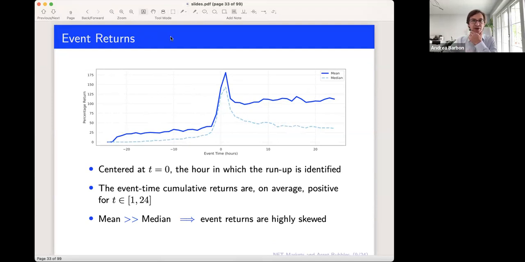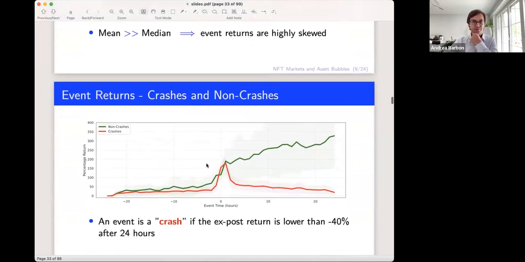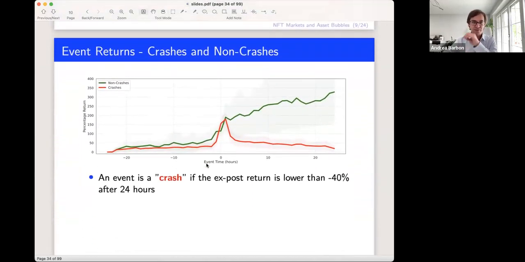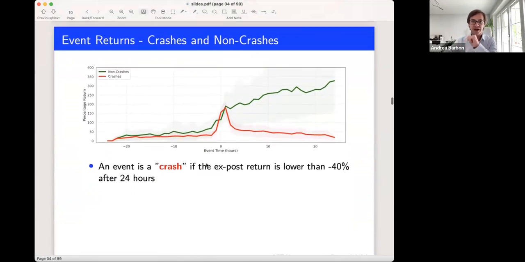All right, so having a look at the questions again, now let's define a crash event. We say there is a crash if the ex post return is lower than minus 40% in the following 24 hours. So if after the price run-up we have a drop of at least 40%, we say that was a crash. There was the run-up followed by a crash.